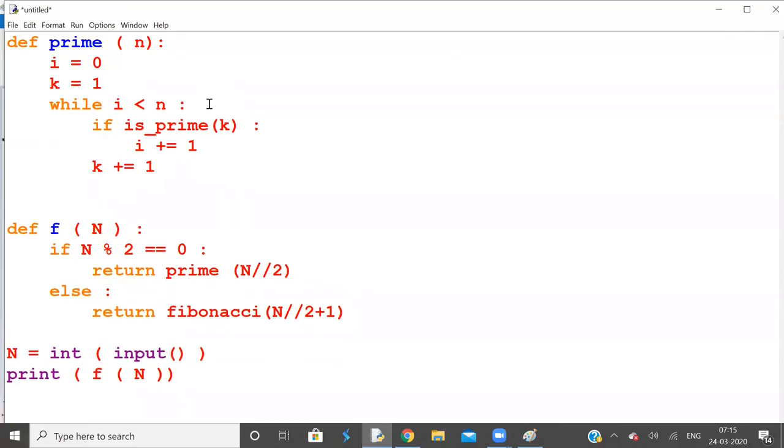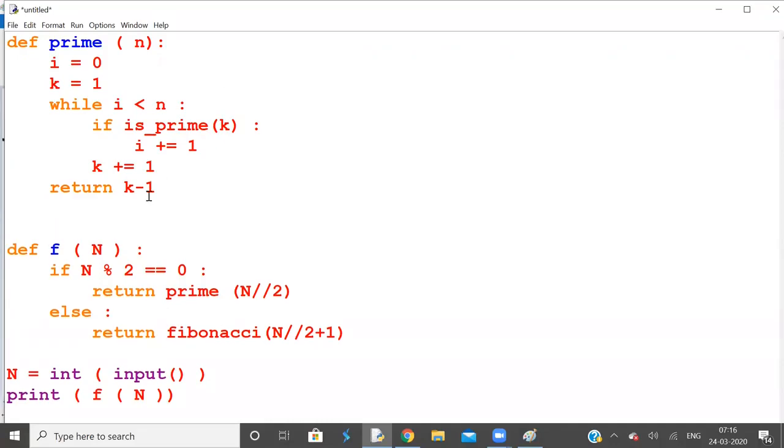Right, now return k minus 1. You need to return k minus 1, because after finding k as prime we are incrementing, so it should be the previous one.